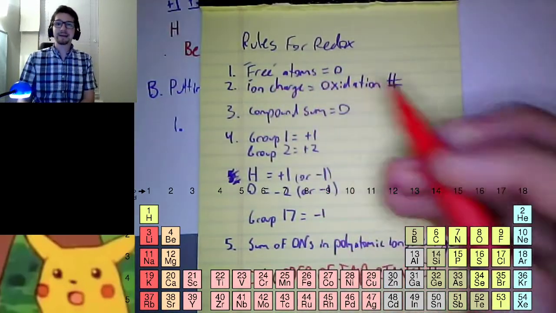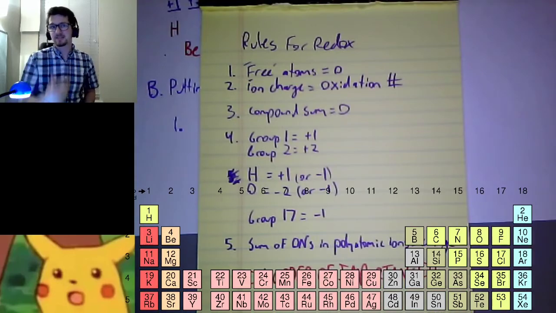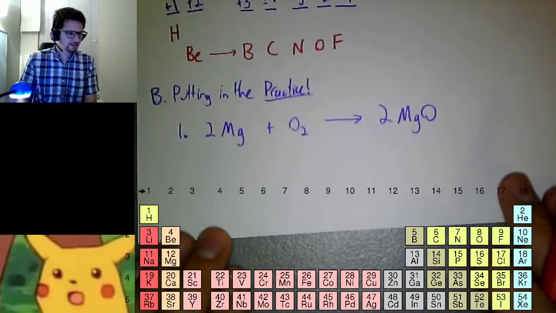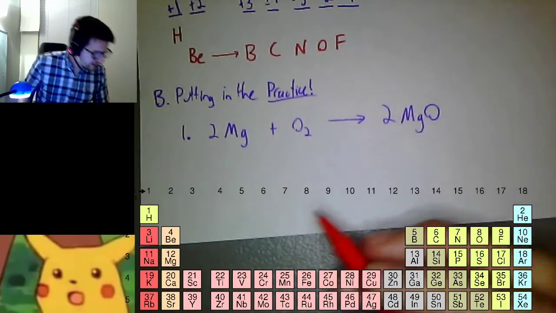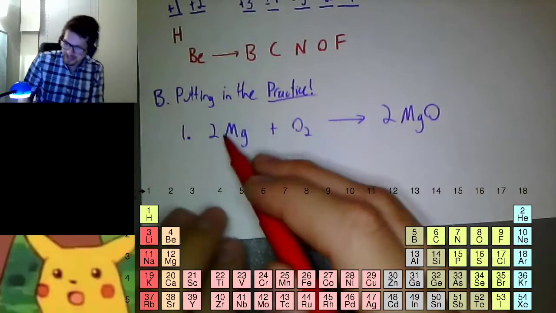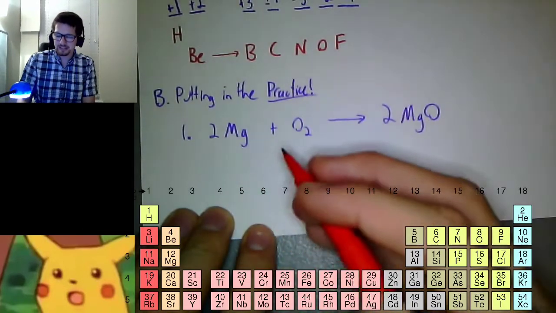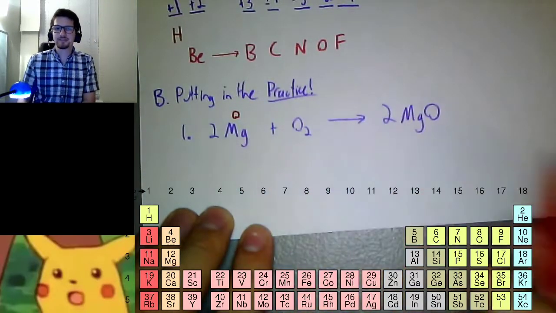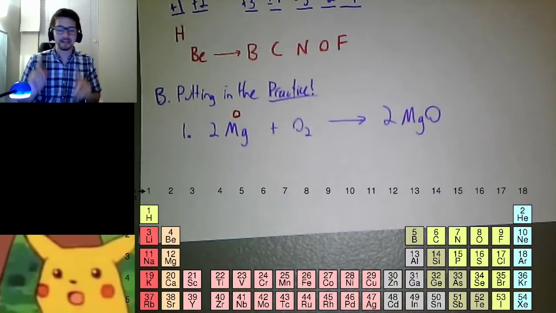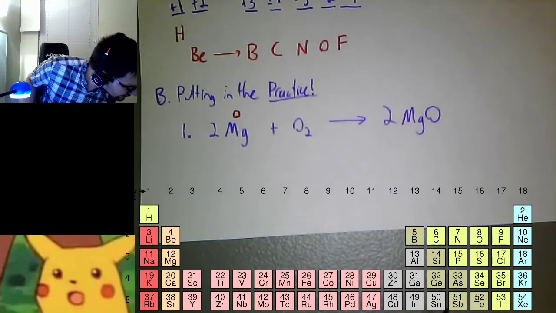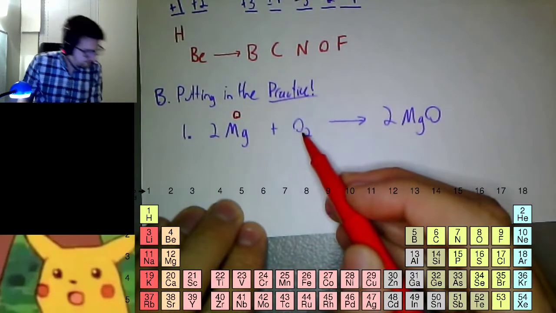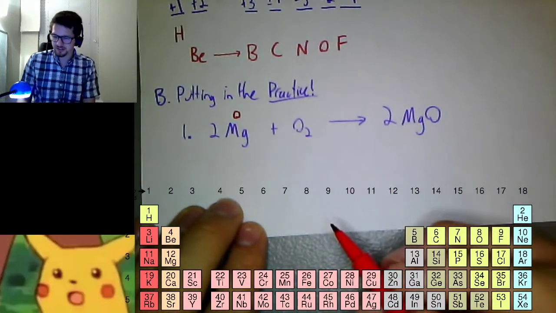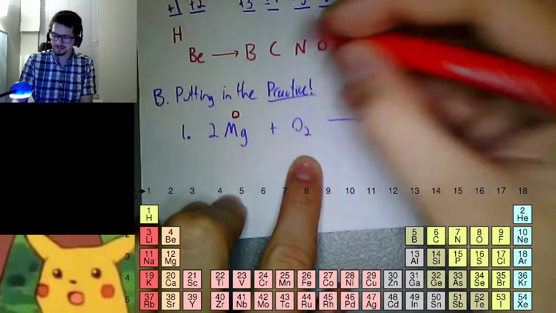Number 1, free atoms, pure elements, have a charge of 0. Do I have any pure elements here? Why, yes I do. In fact, it looks like my magnesium has nothing else with it, is it? It's just a little friendly magnesium all by itself. So let's write a 0 above it. My charge for the magnesium is 0 because it's, number 1, a free element. Let's look at our second element. We have an oxygen. Well, guess what? My friendly little oxygen also has a charge of 0 because it's a free element.